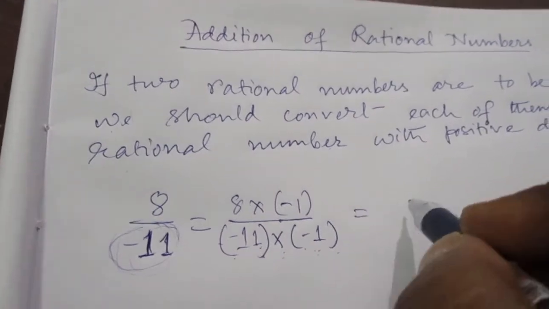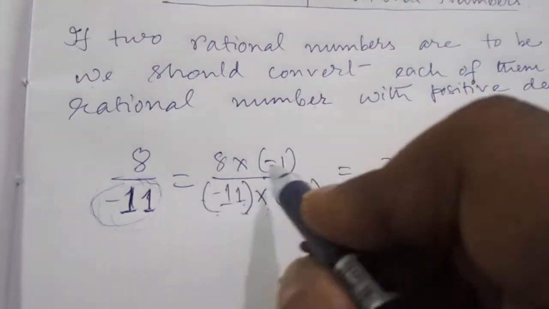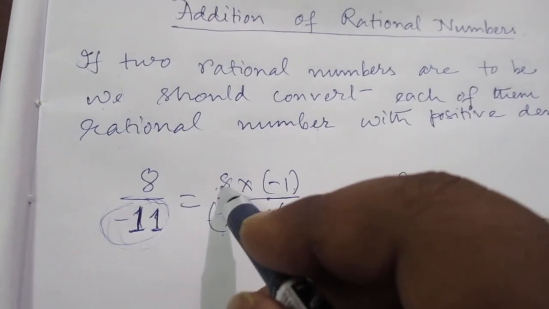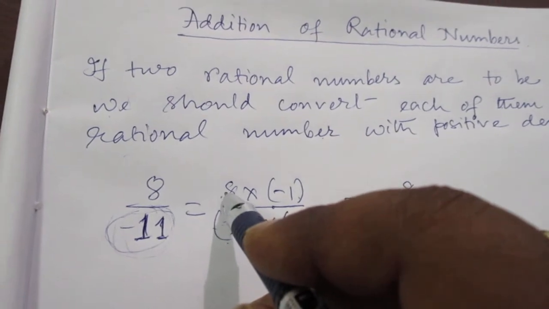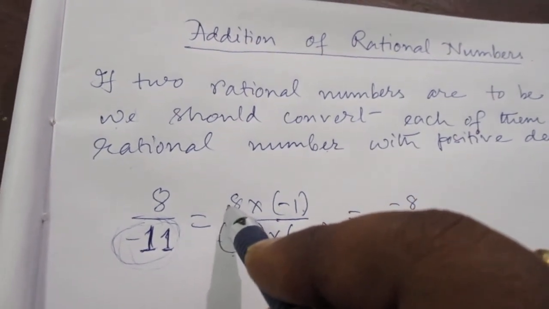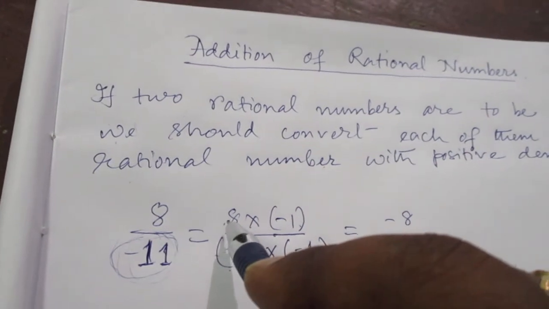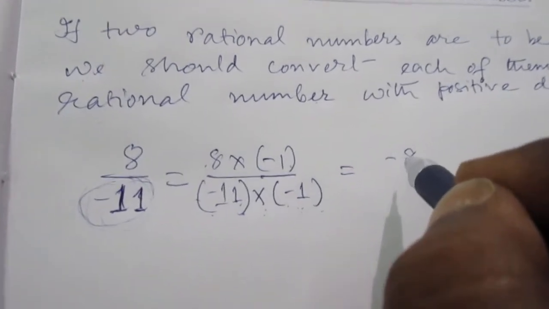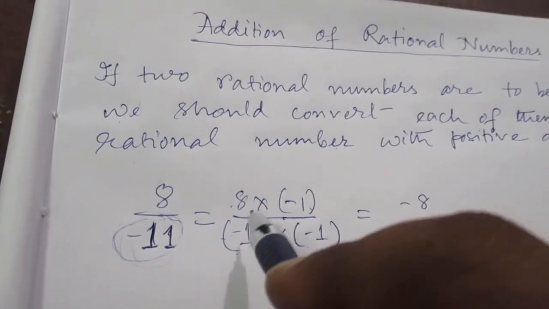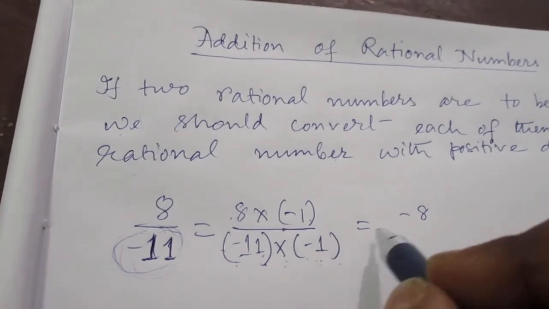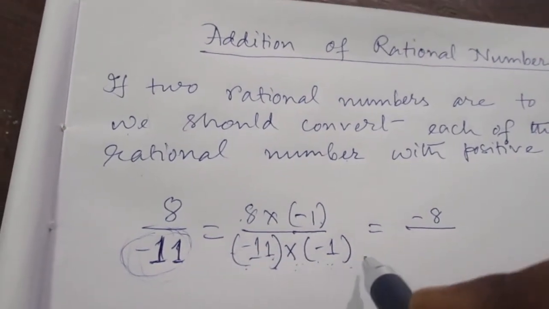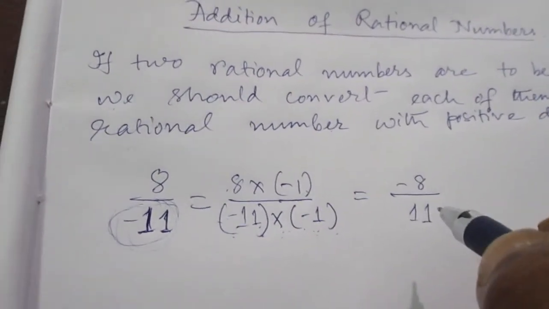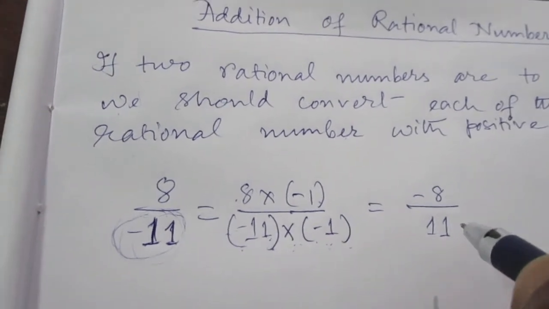So what do we get here? 8 into minus 1 is minus 8, because in case of 8 there is no sign before it, which means 8 has the positive sign. Positive into minus will give me minus, and 8 into 1 is 8. So 8 into minus 1 is minus 8, by minus 11 into minus 1, which gives 11. So in this way we have to convert negative denominators into positive denominators.